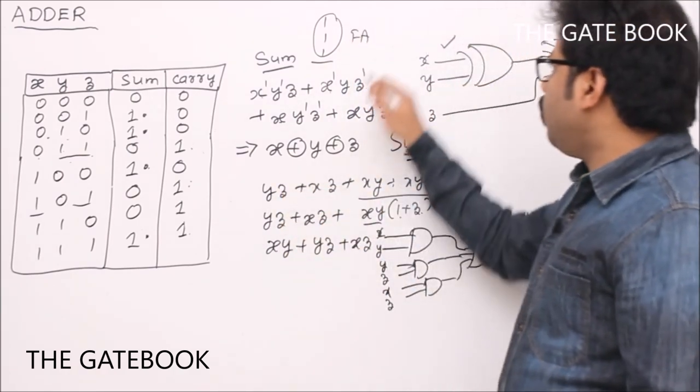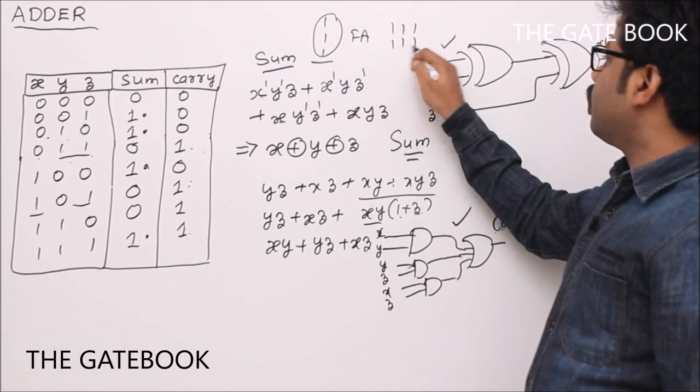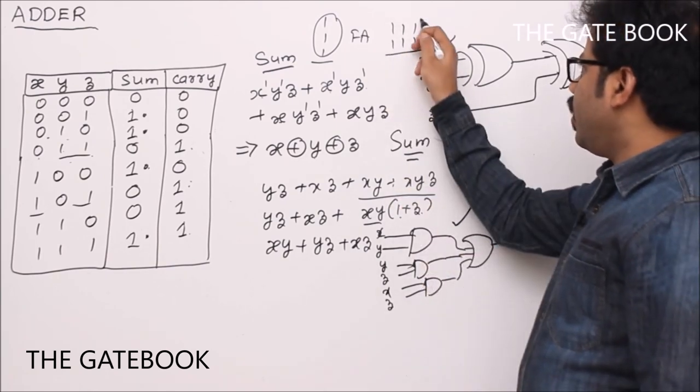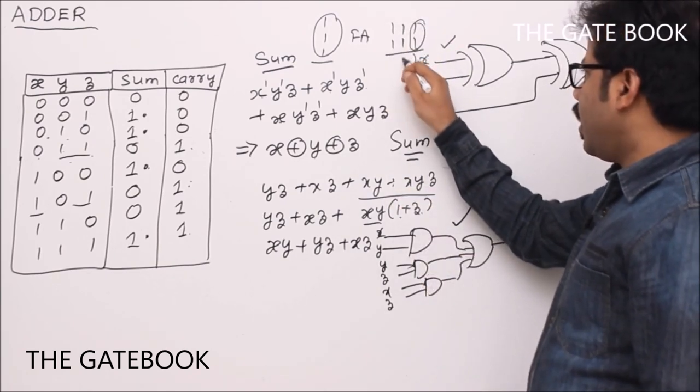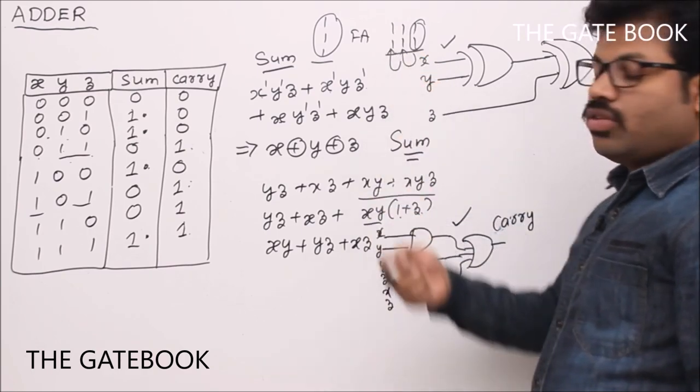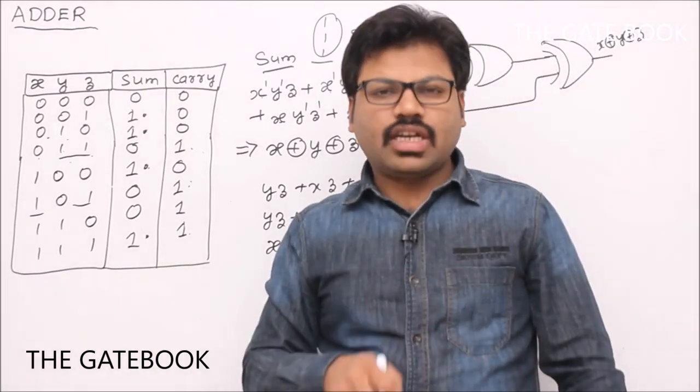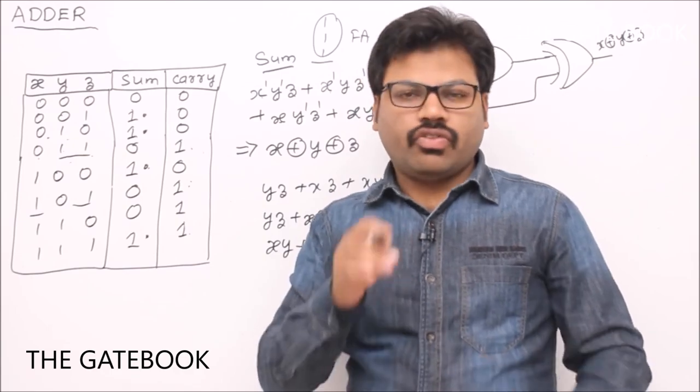But what if you have multiple bits like this? Generally that is what we will have. So 1 plus 1 here, after that addition here, after that addition, that's fine. So a lot of full adders we can use and we can realize that concept, okay. So we will be doing that.